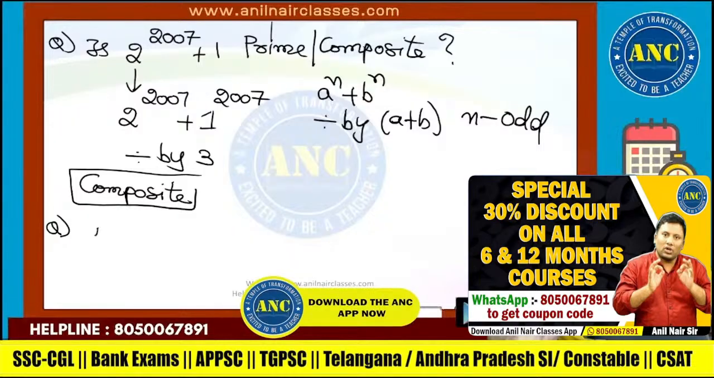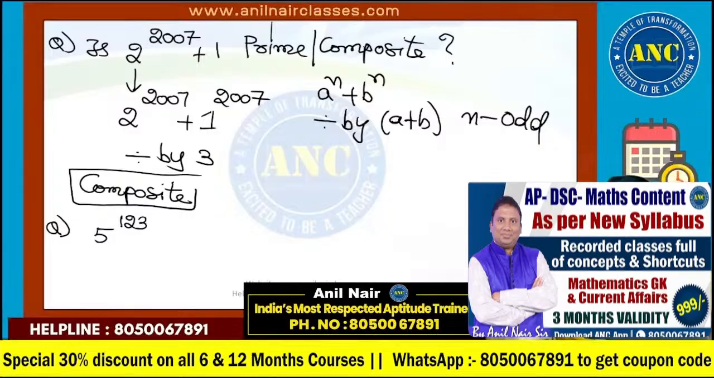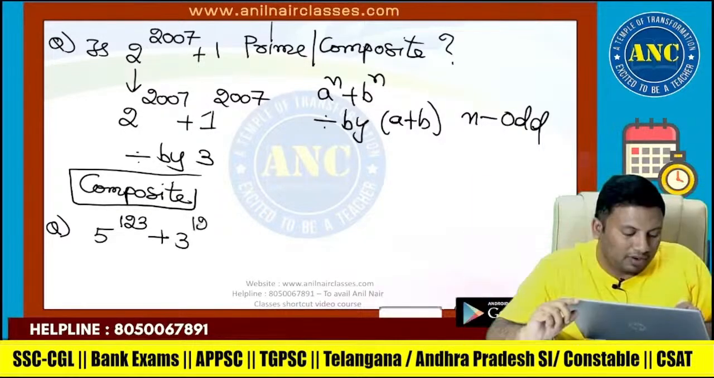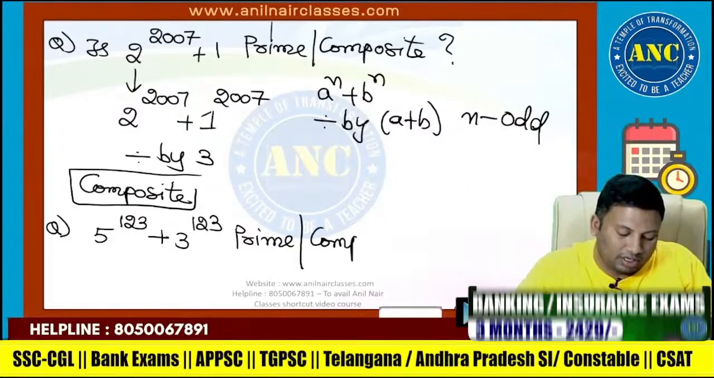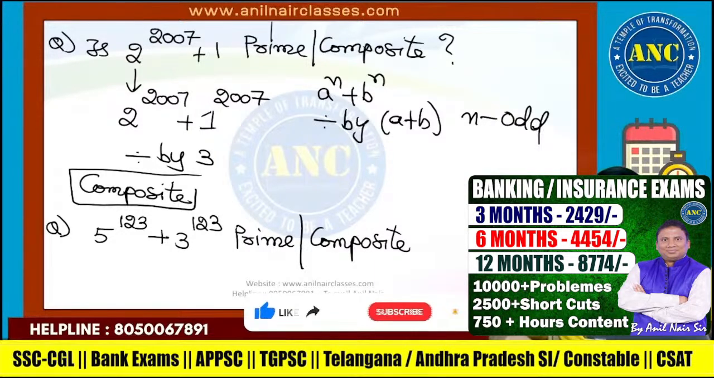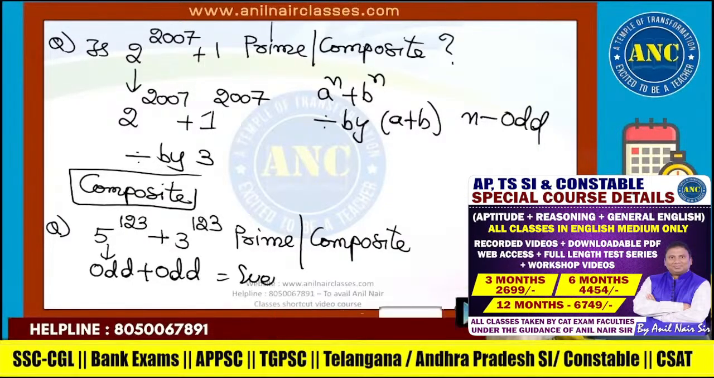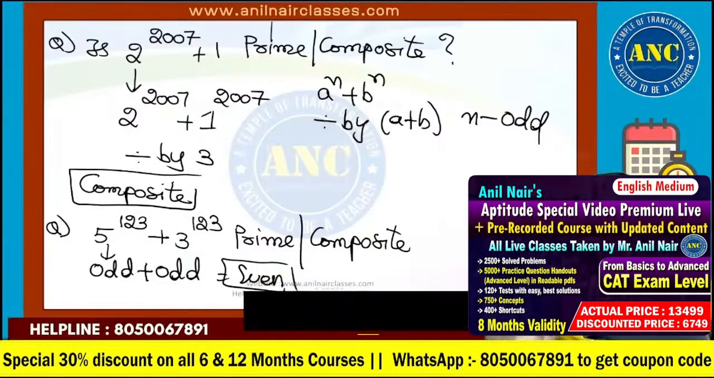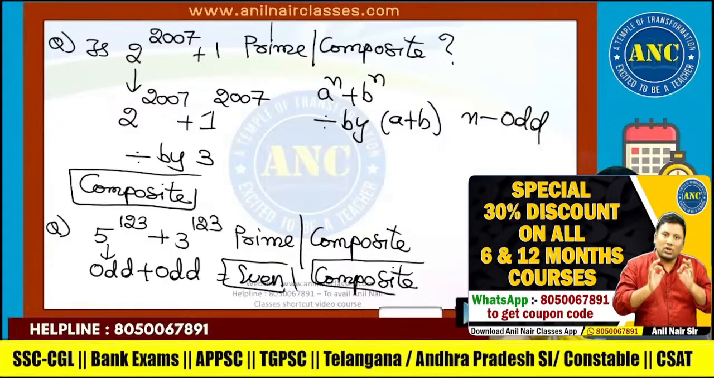Suppose it is 5 power 123 plus 3 power 123. This can also be done very easily by using rule number 1. 5 is an odd number. 3 is an odd number. Odd plus odd is an even number. There is no even number other than 2 which is a prime number. So the answer for this question is composite. Even in powers you can use this logic.